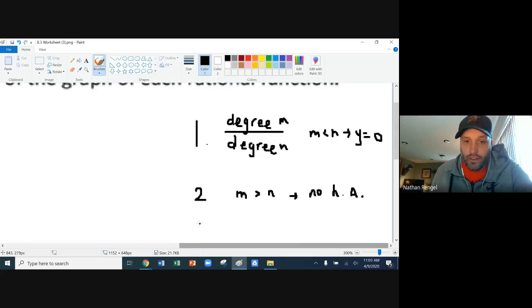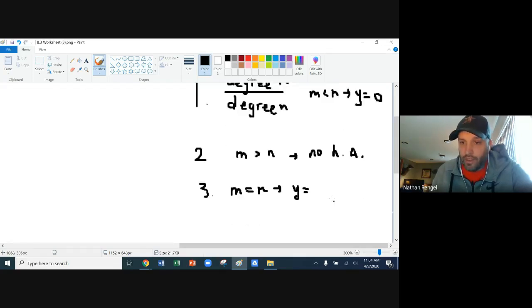Okay, and the third thing that could happen is your degrees could be the same. M could equal n. That means that you're going to have a horizontal asymptote at the ratio of your leading coefficient. I'm just going to call my lead coefficient of m over my lead coefficient of n.